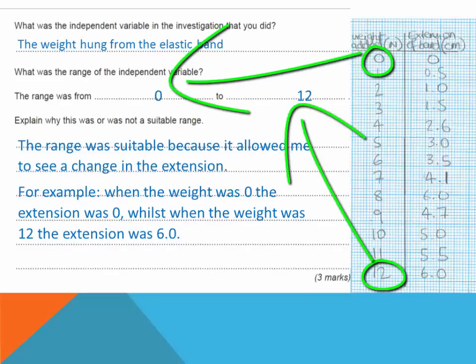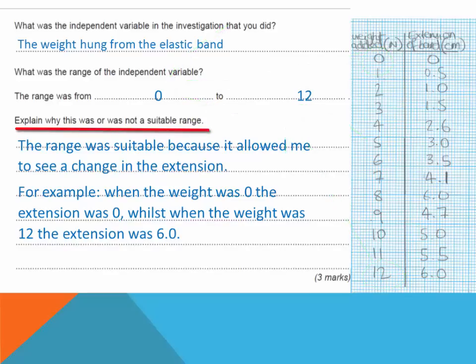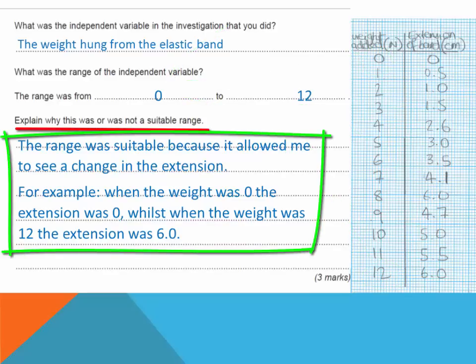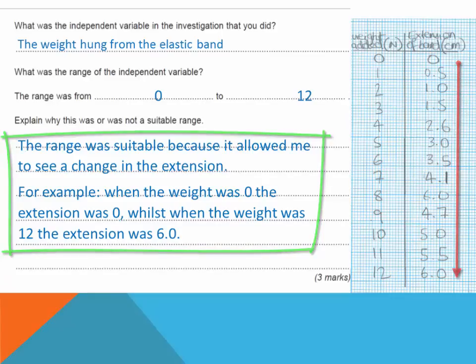And finally they were asked to explain whether that was a suitable range or not. If we circle their answer, they're basically saying that range is appropriate because it allowed them to see the extension changing, and you can see that that's consistent with their results. I've actually done everything needed.